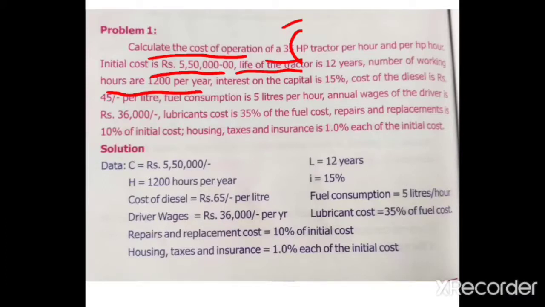Then interest on the capital is about 15%, the cost of diesel is rupees 45 per liter, and fuel consumption is 5 liters per hour. Annual wages of the driver are rupees 36,000 per year. Lubricant cost is about 35% of the fuel cost, and repairs and replacement cost is 10% of the initial cost. Housing, taxes and insurance are 1% each of the initial cost. Now the data is given here. Now let's see the solution.